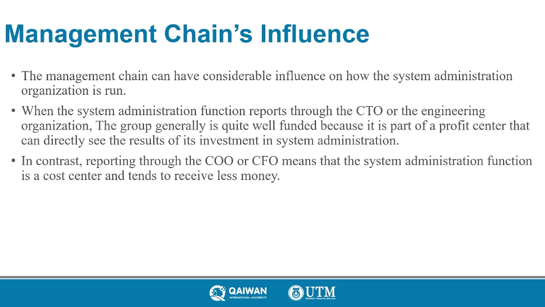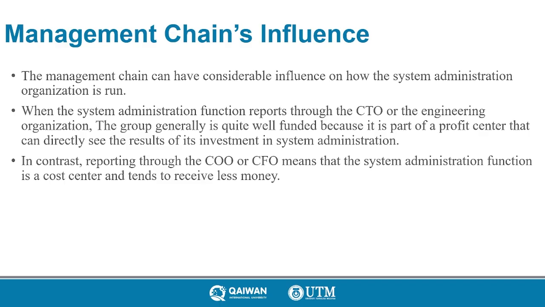Now, management chain influence. The management chain can have considerable influence on how the system administration organization is run. When the system administration function reports through the CTO or engineering organization, the group generally is quite well funded, because it is part of a profit center that can directly see the result of investment in system administration. In contrast, if it reports through the COO, Chief Operating Officer, or Chief Financial Officer, it means that the system administration function is a cost center and tends to receive less money.